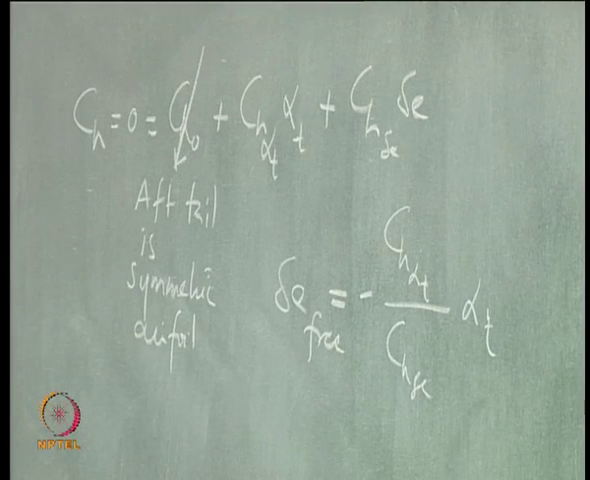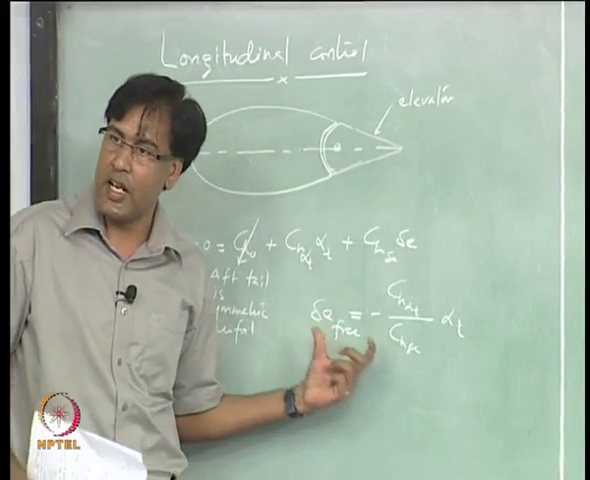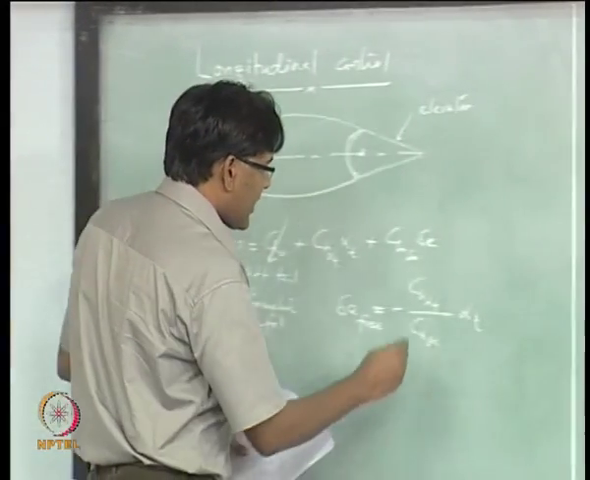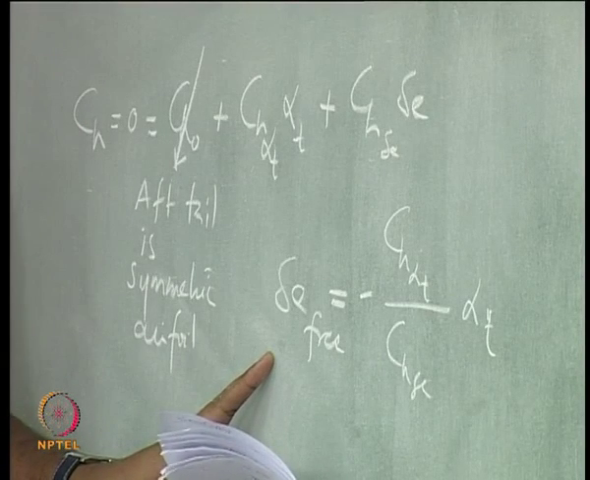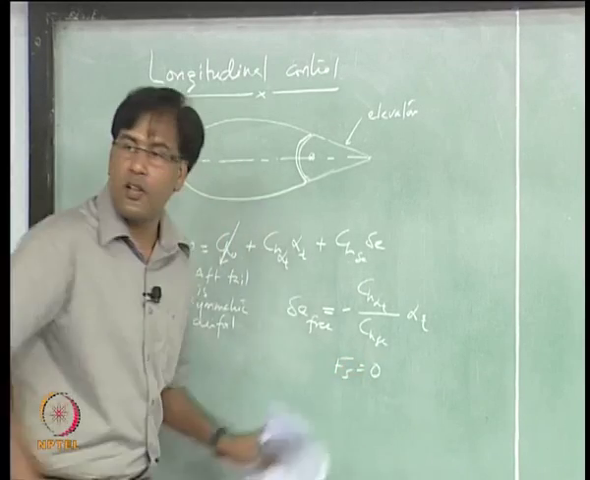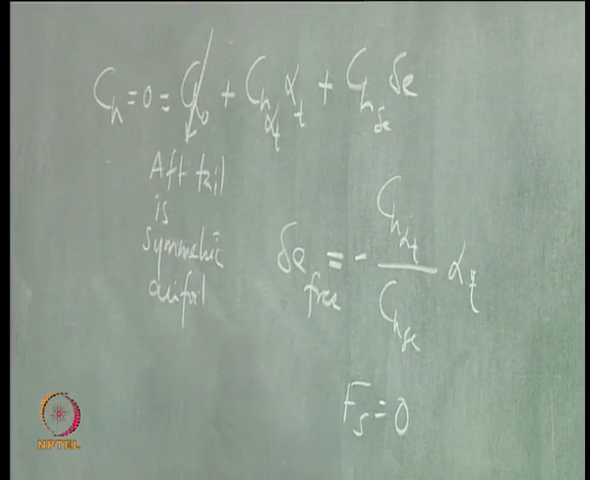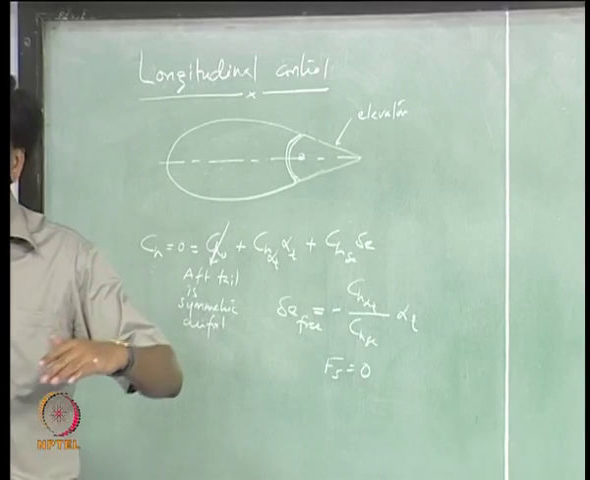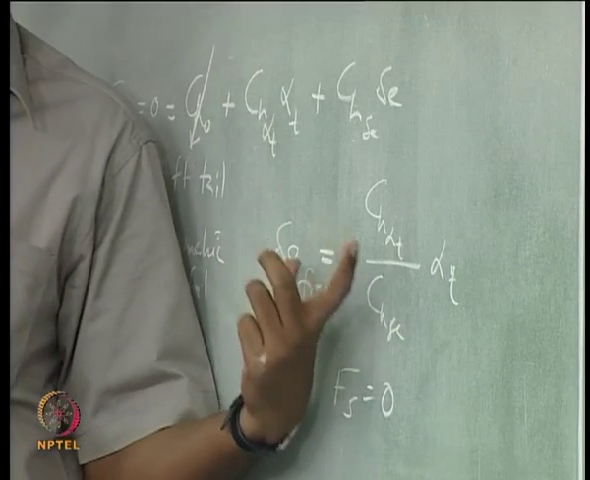And if I want to now start using the elevator, applying the stick force, what it means is you are not applying any stick force here, right? The elevator has automatically assumed that position, isn't it? So for alpha T which is positive, this delta E free is negative, which is upward, right? Now starting from this, this is where stick force is 0, right? Now if I want to deflect the elevator, I will deflect the elevator only from this point, right? I have to deflect the elevator negative or positive.